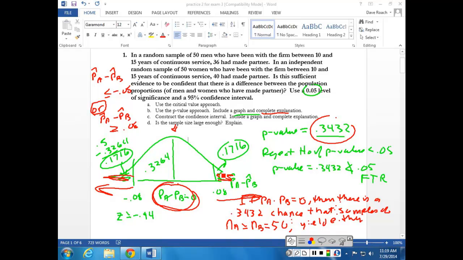The difference is equal to 0 right here. You could have said if PA is equal to PB. Those are the same thing. You could put that too, either one that makes more sense to you. If they're the same, then the difference is 0. But it's always whatever you had in H0, and remember we stated H0 as PA equal to PB, and we also said we could state that as PA minus PB is equal to 0. Those are the population proportions.